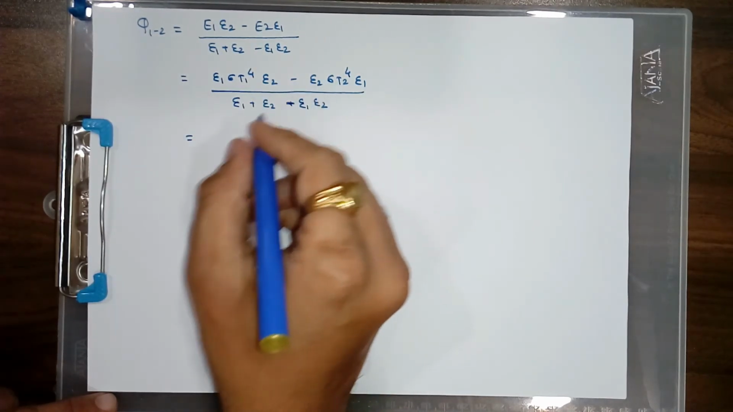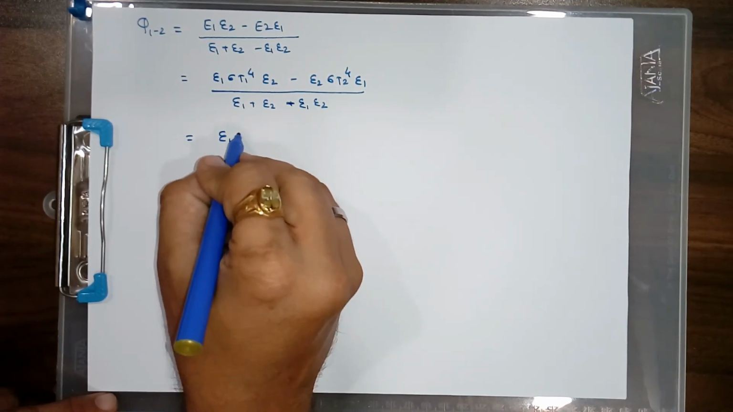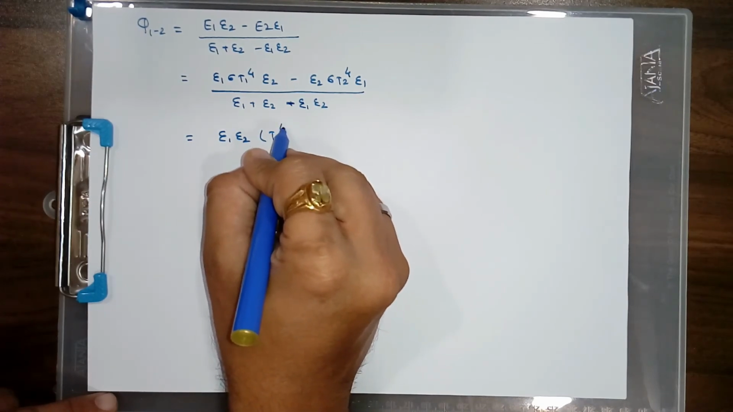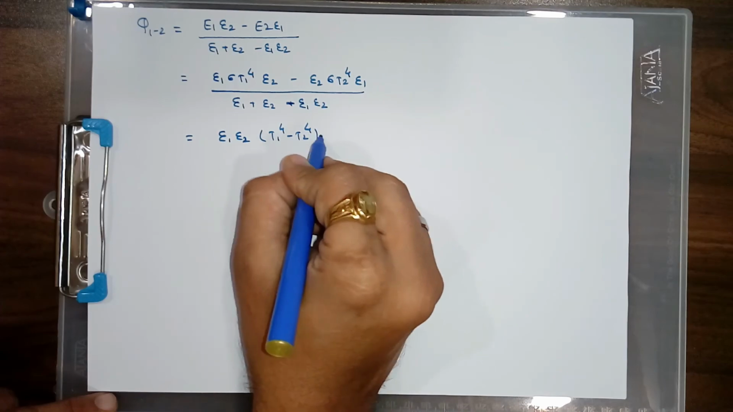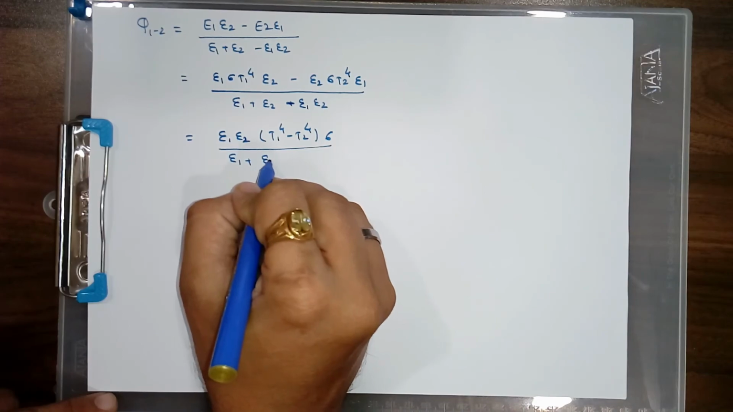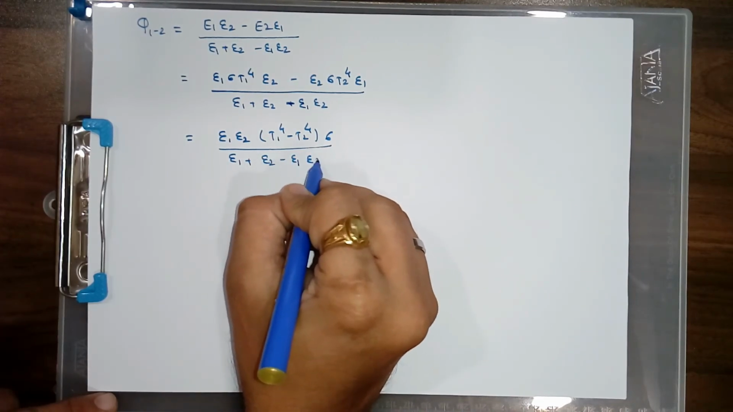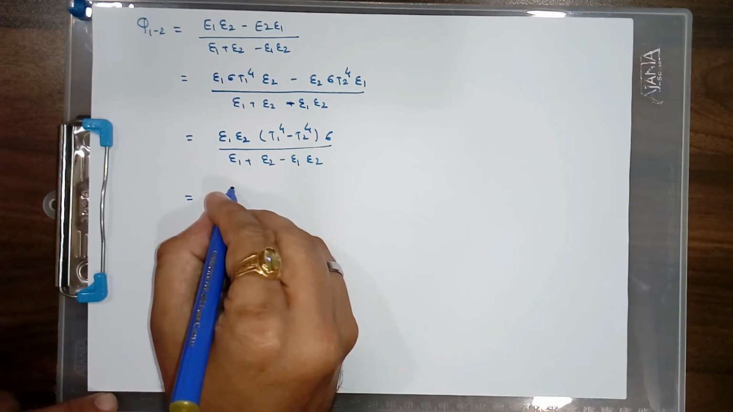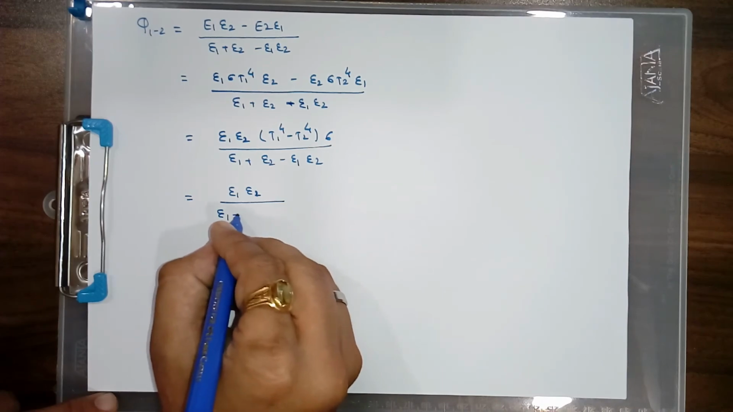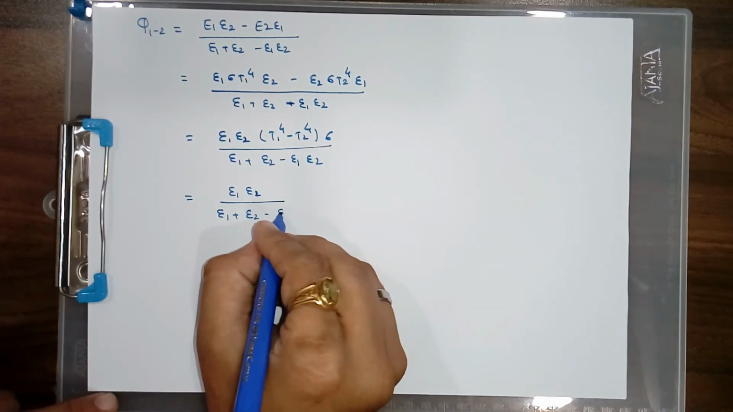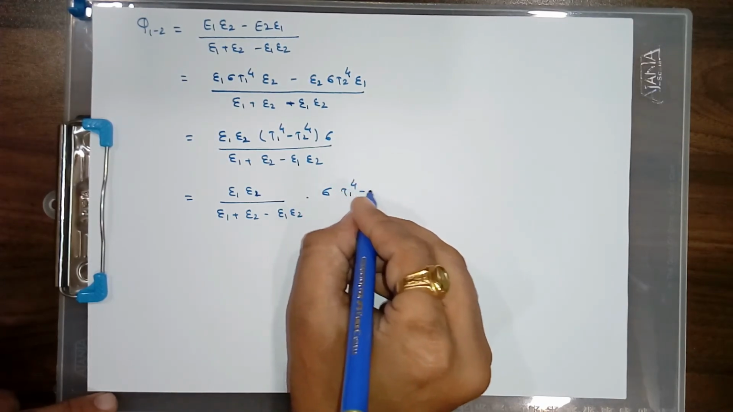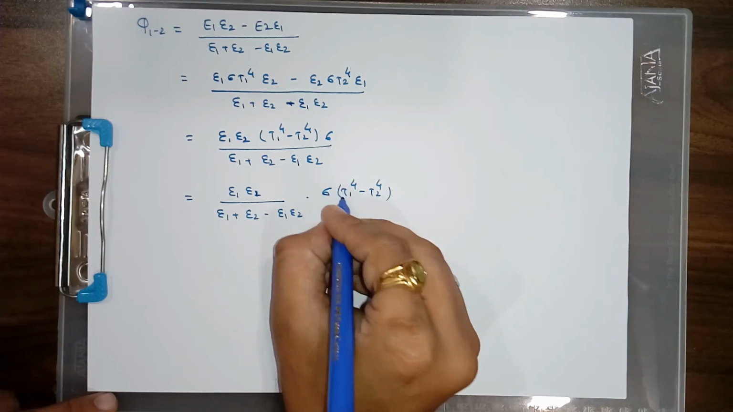Now ε1 ε2 is common, taking it out from both the terms, it becomes ε1 ε2 in the bracket, T1 to the power 4 minus T2 to the power 4, into sigma, divided by ε1 plus ε2 minus ε1 ε2. Now I separate out the terms: ε1 ε2 divided by ε1 plus ε2 minus ε1 ε2, into sigma, T1 to the power 4 minus T2 to the power 4.